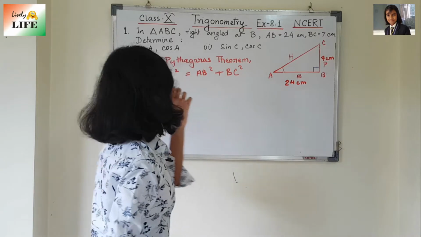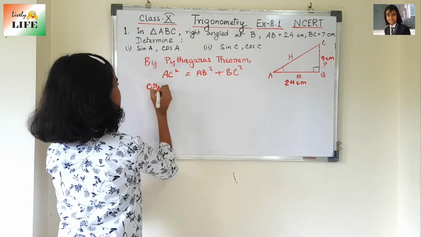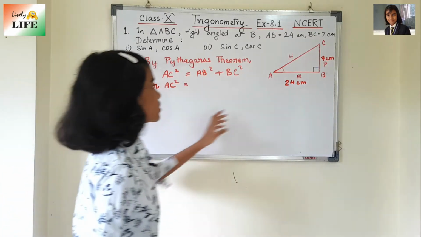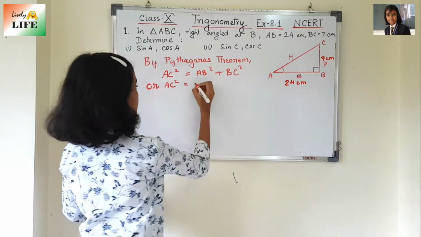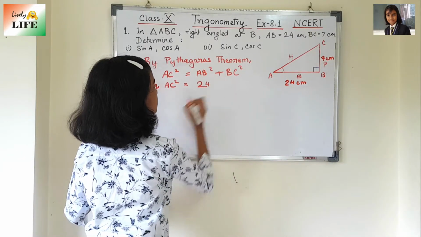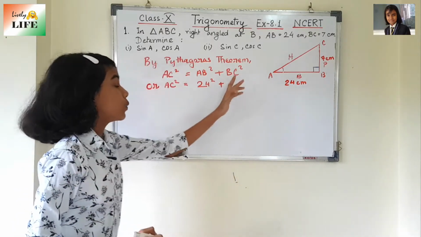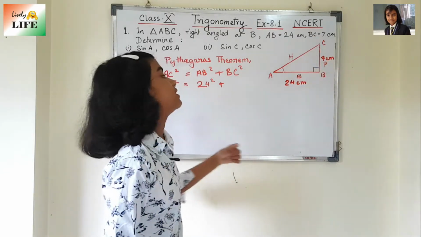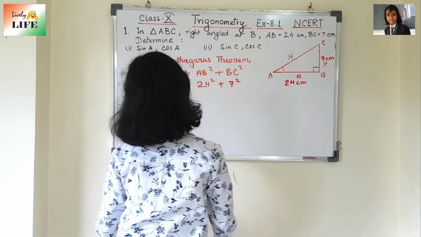Now over here again we are going to write: AC square is equal to AB square. What is AB? AB is 24, so 24 square, plus what is BC square? BC is 7 centimeter, then BC square will be 7 square.